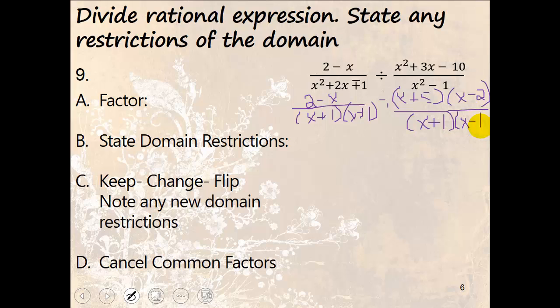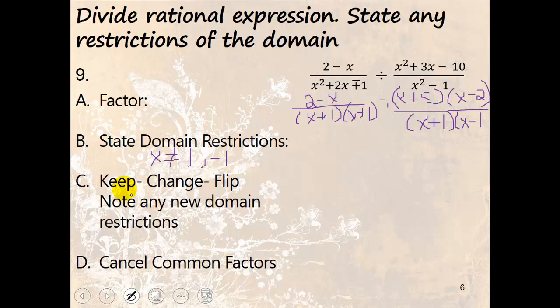Okay, so let's state our domain restrictions. I can't have a +1 or a -1. So far, and I say so far because things change with division. So x can't equal 1 or -1 so far. I'm not making my full statement yet.